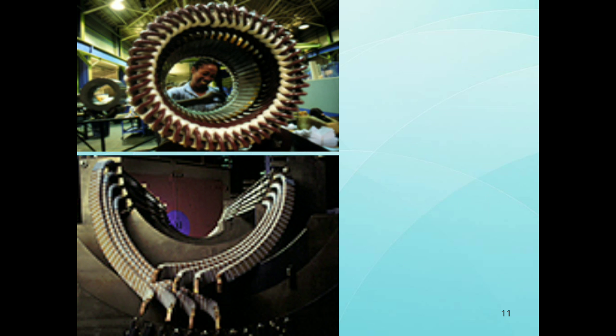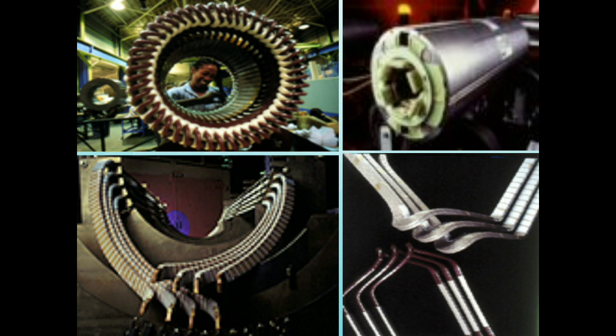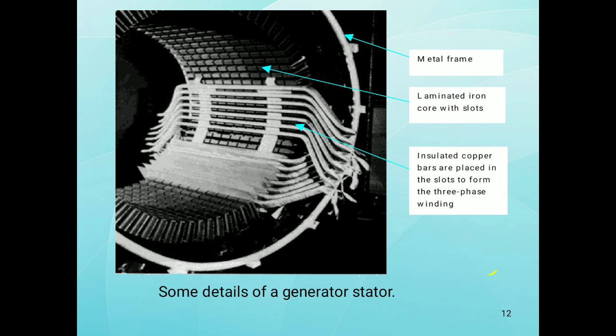Observe this one, how the winding is. This is the rotor, and how the rotor and stator are constructed. Observe these four figures. Some details of a generator stator: a metal frame, a laminated iron core with slots, and insulated copper bars placed in the slots to form the three-phase winding.